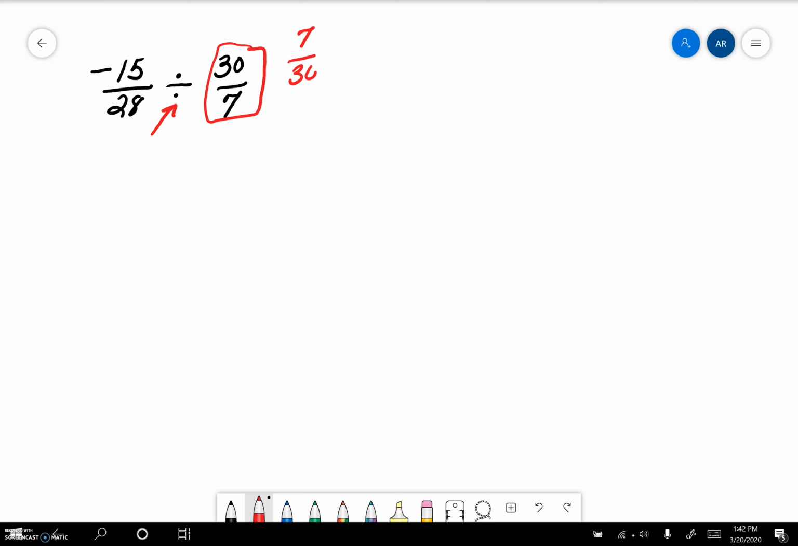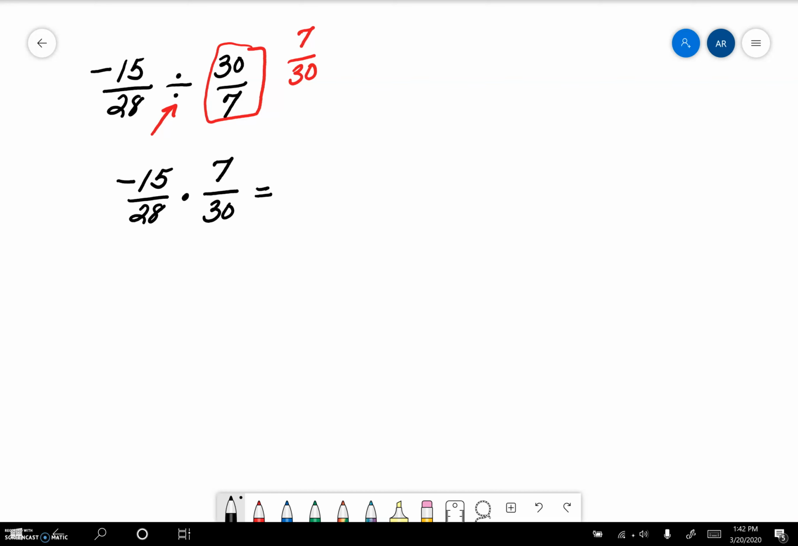Alright, so the next one is negative 15 over 28 divided by 30 over 7. Now, we learned that when we handle these fractional problems, we first have to convert that to multiplication, and then we take the reciprocal of that number, which is 7 over 30. So let's rewrite it as a multiplication problem: negative 15 over 28 times the reciprocal, 7 over 30.